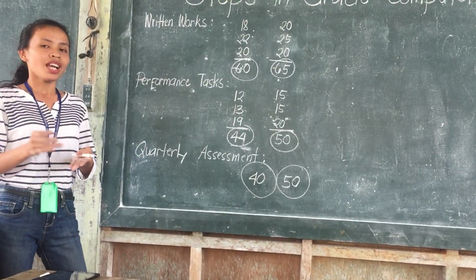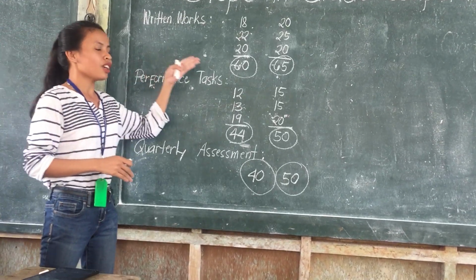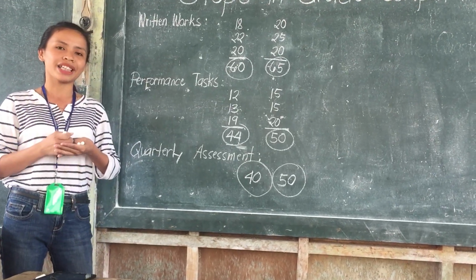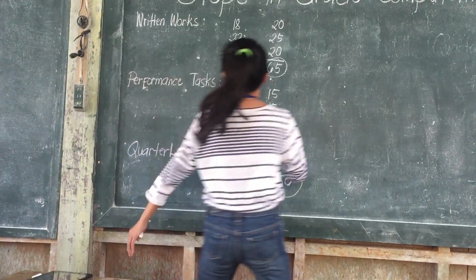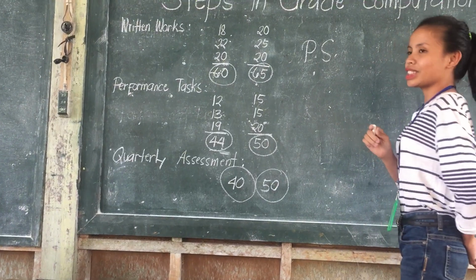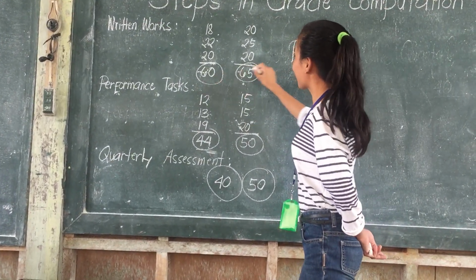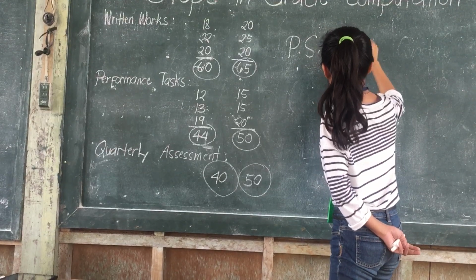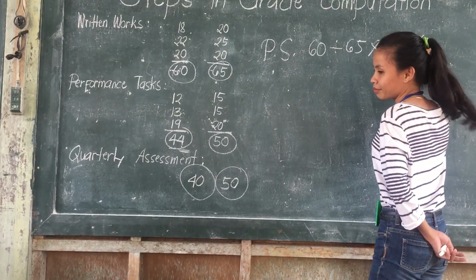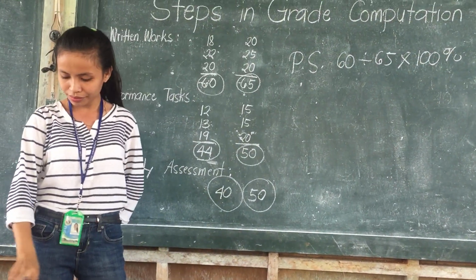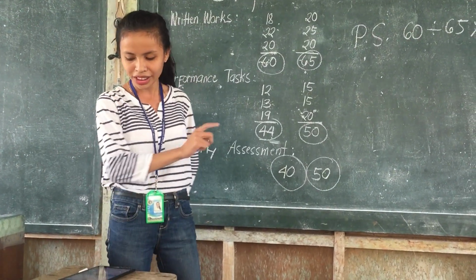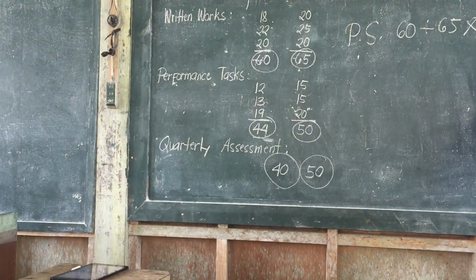Second step, you have to divide the total raw score of the learner by its highest possible score and then multiply it by 100%. For example, in written works, PS stands for percentage score. So we have to divide 60 by 65 and multiply it by 100. So let's compute. 60 divided by 65 times 100 equals 92.31%.